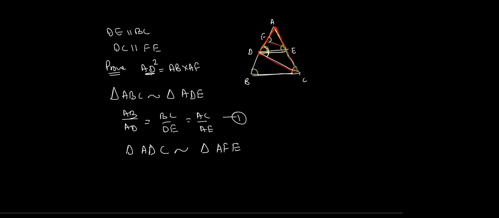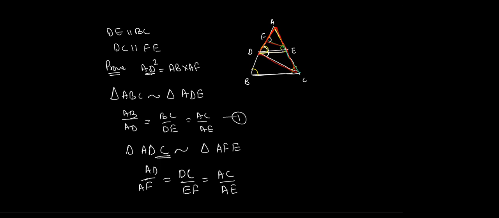So you can write it AD upon AF is equals to DC upon FE. Yeah, EF. You can write it DC upon EF is equals to AD upon AC upon AE. You can write it like this way.